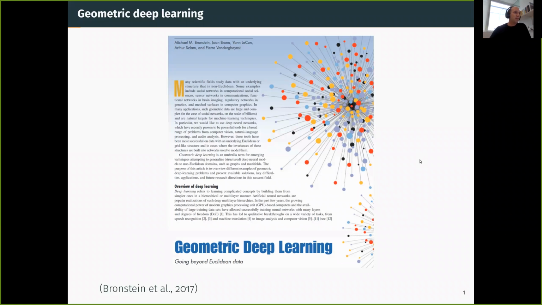This is a survey which appeared a long time ago in the history of deep learning, in 2017. It was written by Michael Bronstein, Joan Bruna, Yann LeCun, Arthur Szlam, and Pierre Vandergheynst. The main purpose of this survey article was to say that we can apply deep learning techniques to non-Euclidean data. So typically, try to apply a deep learning technique outside computer vision or natural language processing, where the data has some structure, but which is not in a natural Euclidean space.